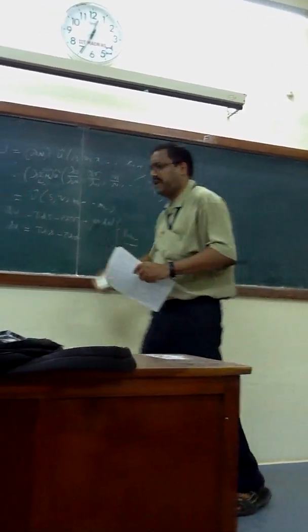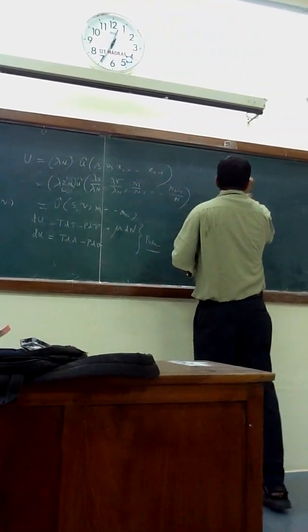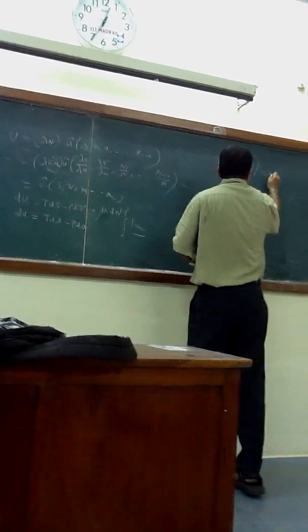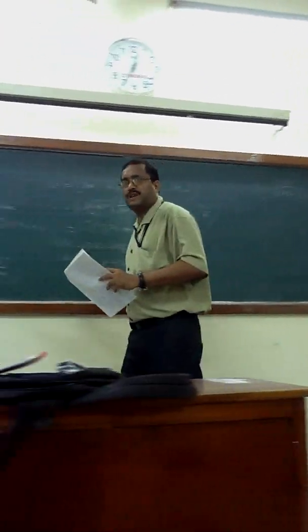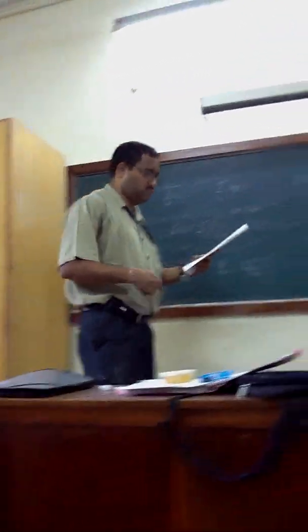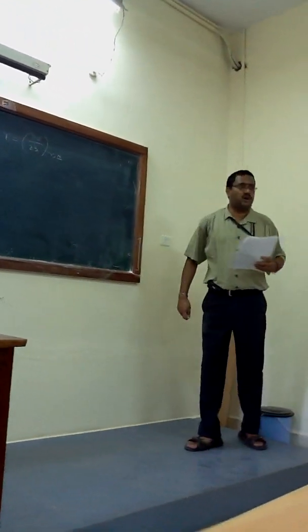So this T is defined as ∂U/∂S at constant V and n bar. n is a vector, n bar, with components n1 to nc. You have to express it in terms of ∂U/∂ small s bar.